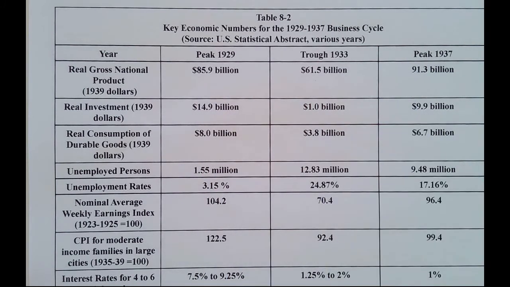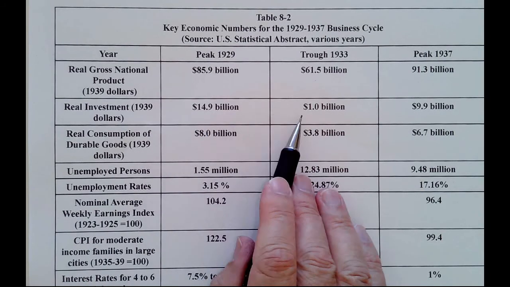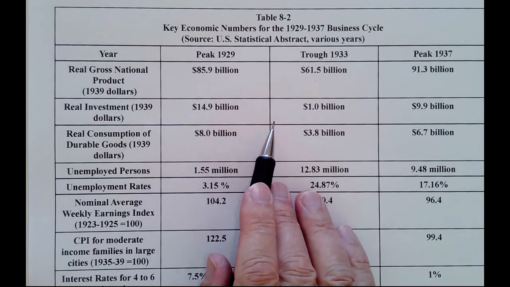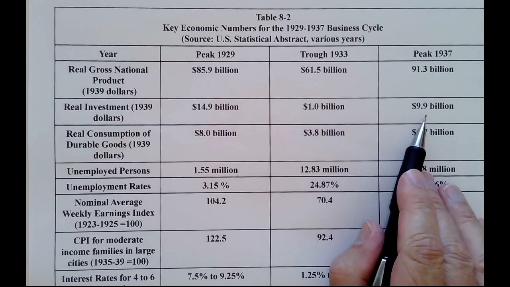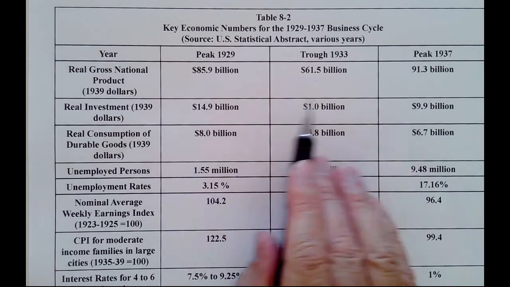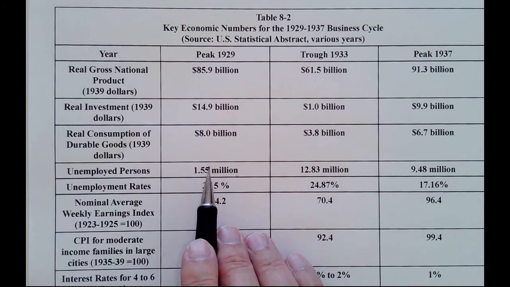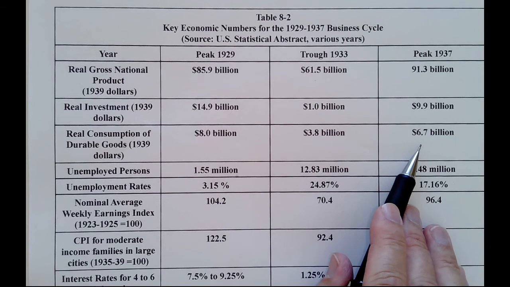Investment went from almost $15 billion down to $1 billion. Investment dried up, and that's one of the problems, according to Keynes, with the market-based economy of capitalism, and that is that investment can pretty much plummet to almost nothing in a short period of time. And even at the peak of 37, again, it was still quite far below what it was in 29. Consumption also collapsed, down from $8 billion down to 3.8, or over 50% collapse. It came back a bit to 37, but still way below where it was.